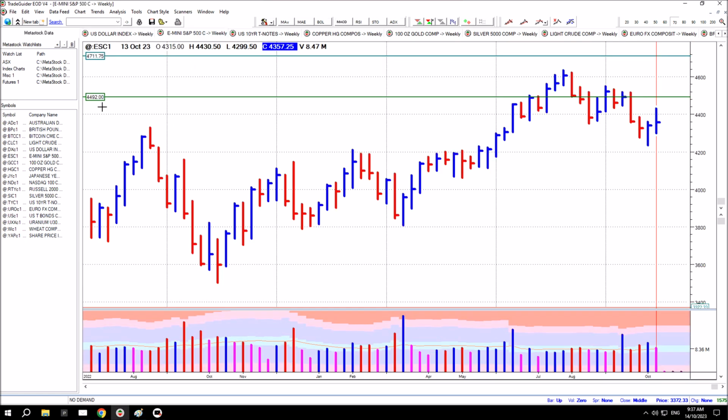Next chart is the E-mini S&P. This is S&P 500 index futures. The lows of the range are here. You can see we had some buying support come in 3 weeks ago, and then in response to that, a little mini shakeout. And in response to that, price attempted to move higher this week.